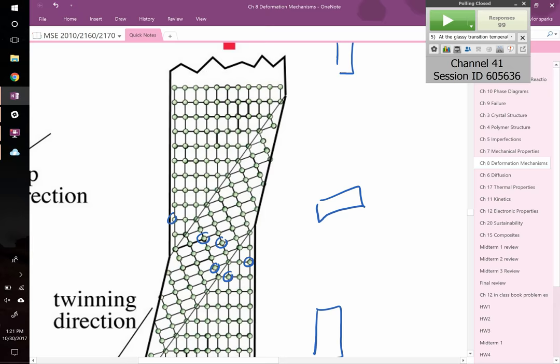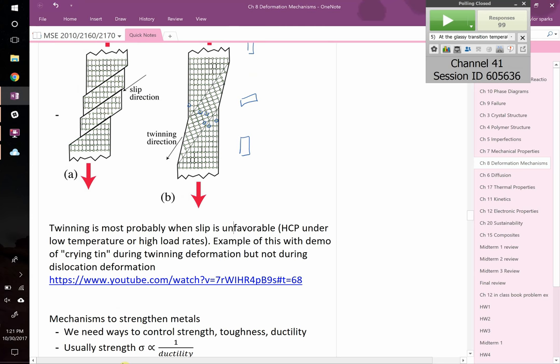Okay. So which one is preferred? Is dislocation motion preferred or is twinning preferred? They can both produce deformation. How do we know which one happens? It's actually pretty interesting. There's a really cool video that we're going to watch that shows this.